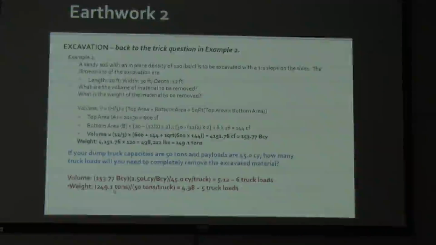Based on weight, we'd use 249.1 tons divided by 50 tons per truck, or 4.985 truckloads. So how many trucks will we need to transport this amount of material? That would be 6 truckloads. We could not transport it in 5 because it would not be weight limited. It would in fact be volume limited because of the swell factor being so large, actually 50%.